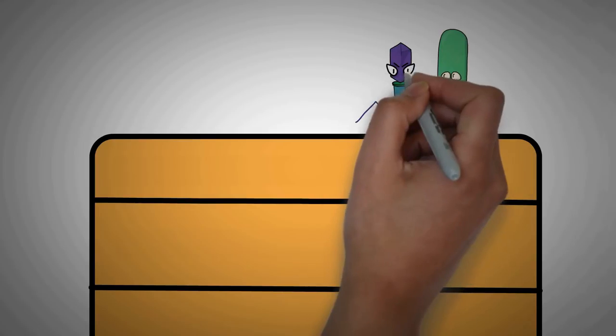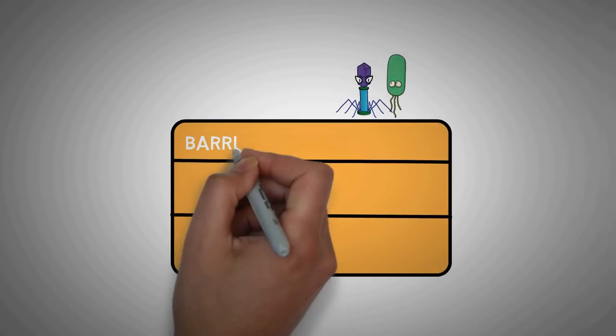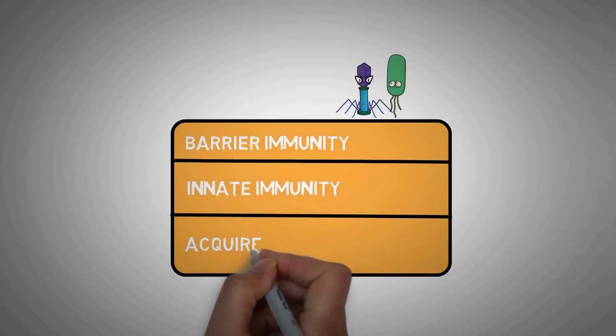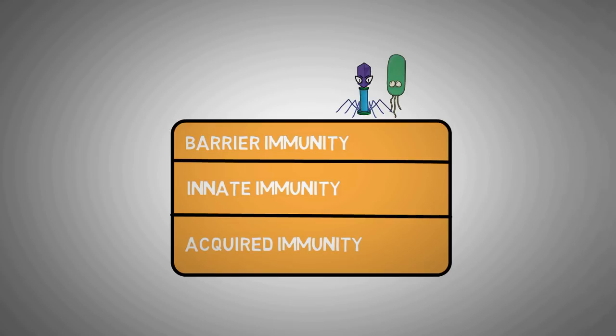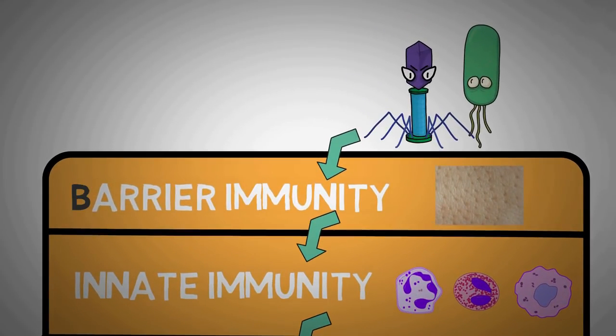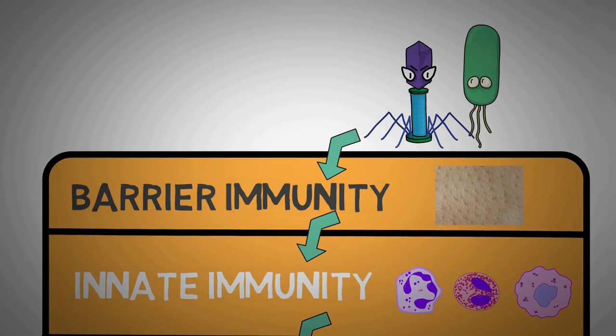The first and basic layer of the human immune system is the barrier immunity, below which is the innate immunity, and finally we have the adaptive immunity or the acquired immunity. Let's decode these terms one by one and understand the basic structure of the human immune system. So the first layer of defense in the human immune system is the barrier immunity, and the most important part of barrier immunity is of course the skin.